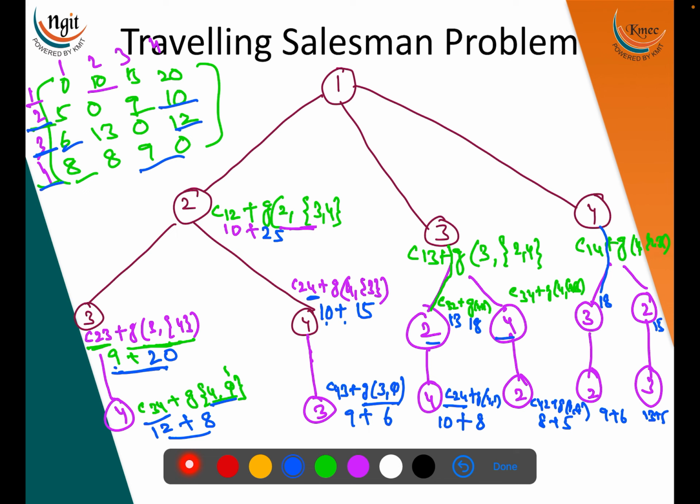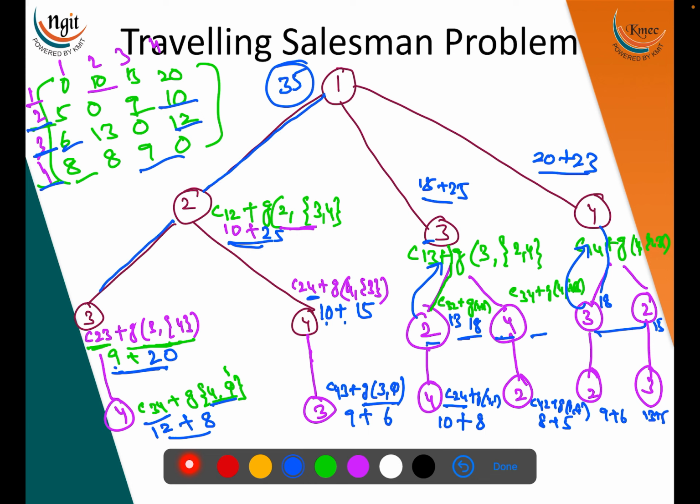Again from these two vertices, whichever is minimum comes back. Among these three, whichever is minimum will come back. So 10 plus 25, 15 plus 25, 20 plus 23. Which is the shorter distance or minimum cost? 35 is the minimum cost. So which path has he taken? He has taken this path to travel. So this is the minimum cost he has got from the cost matrix and cost matrix formula. So that's it. It is about the traveling salesman problem.